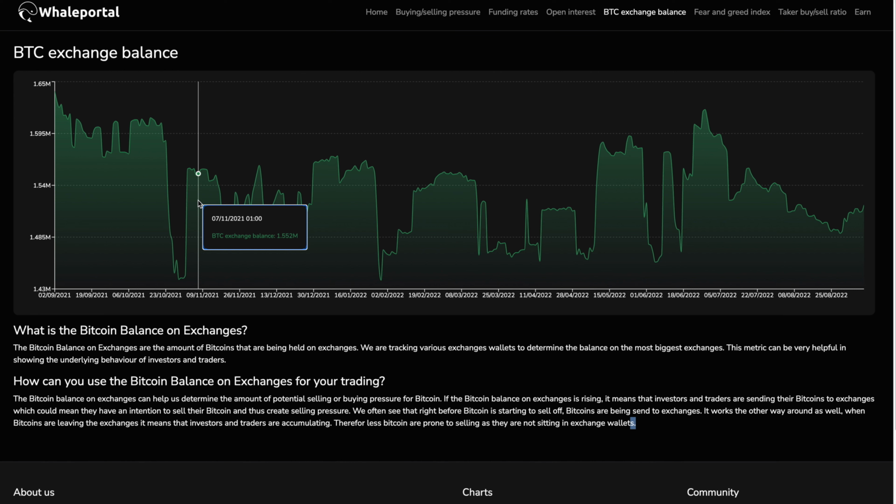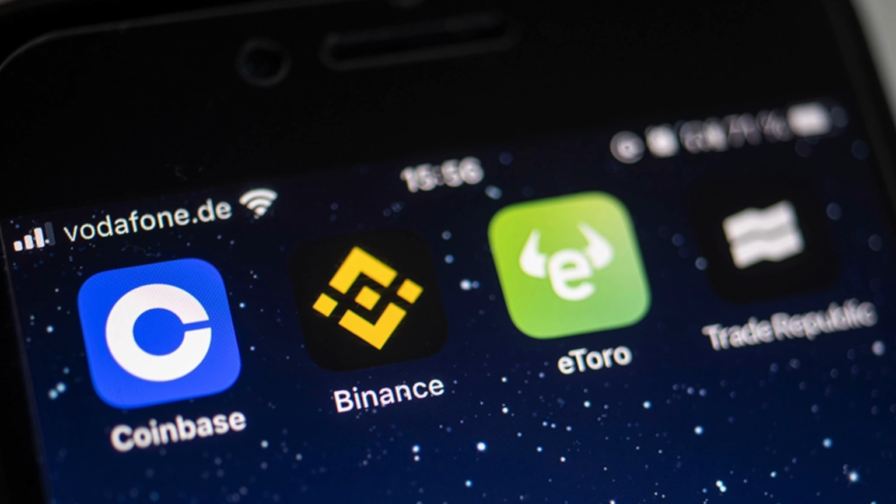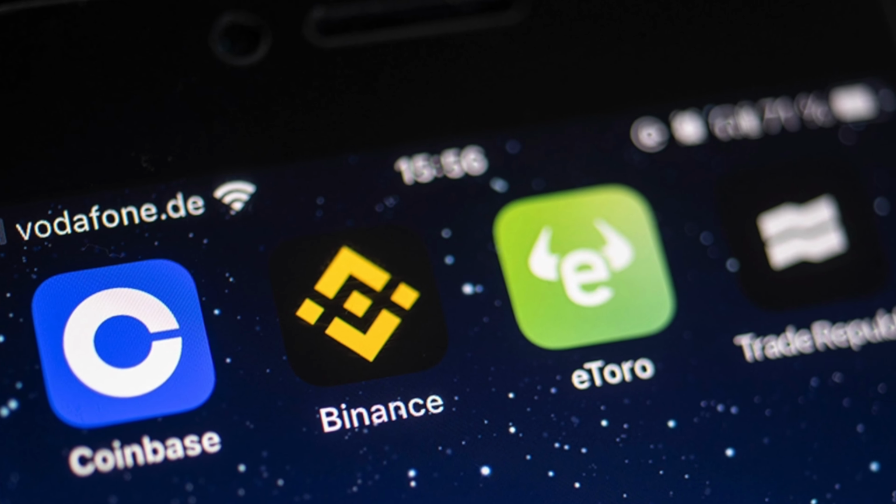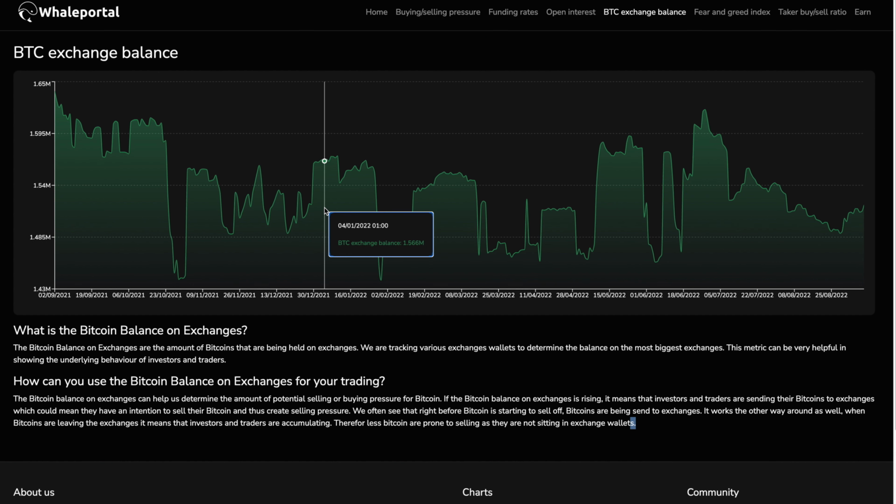Well, it basically shows us the amount of Bitcoin that is held in exchange accounts. So whenever this metric is going up, it means that more and more Bitcoins are arriving at the exchange. And whenever this metric is going down, it means that more and more traders and investors are withdrawing their Bitcoin from exchanges. So how could this metric possibly help us predict the Bitcoin price action?